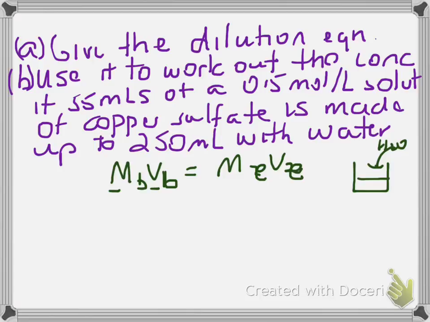So now reading the question, work out the concentration if 55 mils of a 0.5 mole per litre solution of copper sulfate is made up to 250 mils of water. The 55 mils would be the volume at the beginning, and the 0.5 moles per litre would be its corresponding concentration. 250 mils would be the volume at the end, which is the total volume.